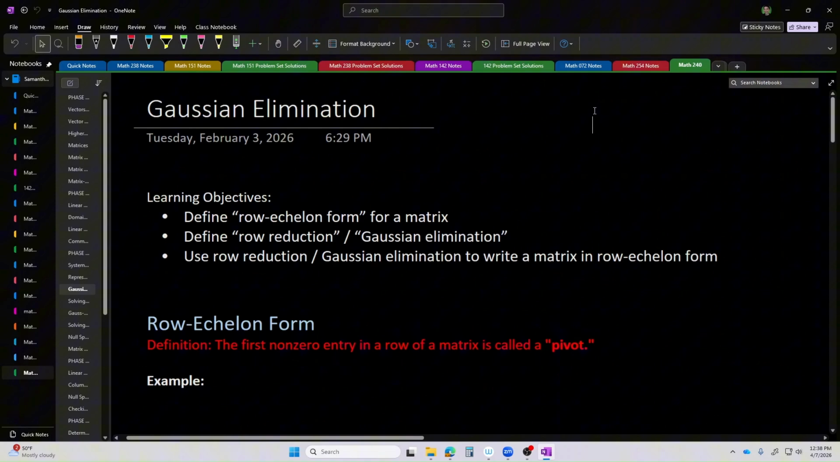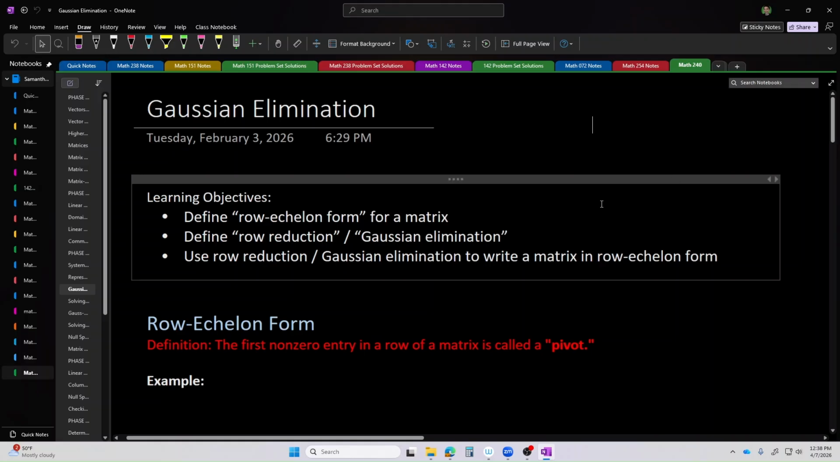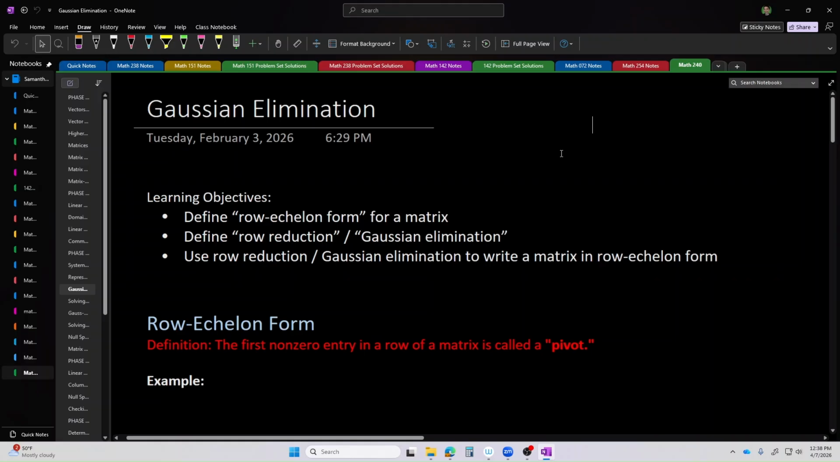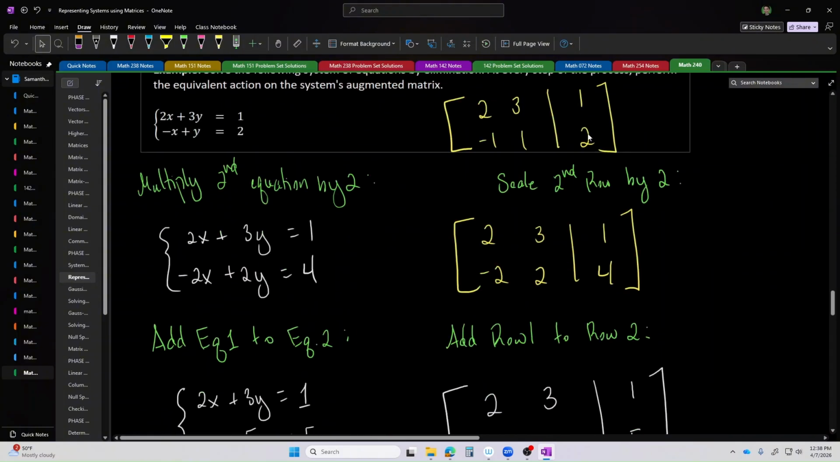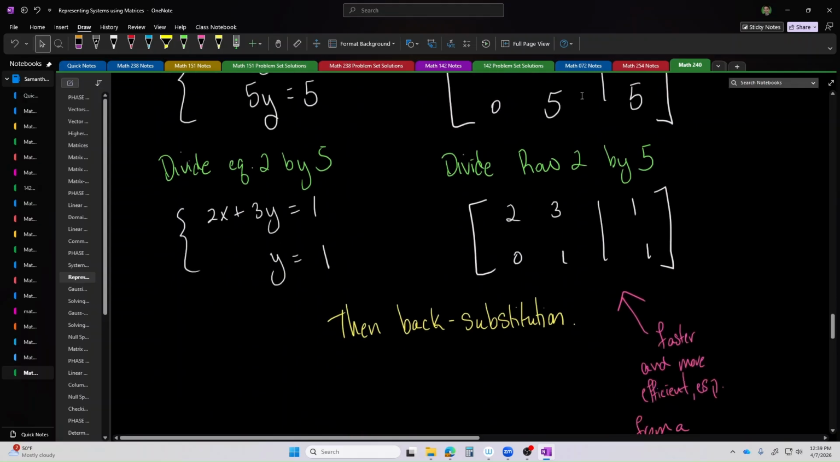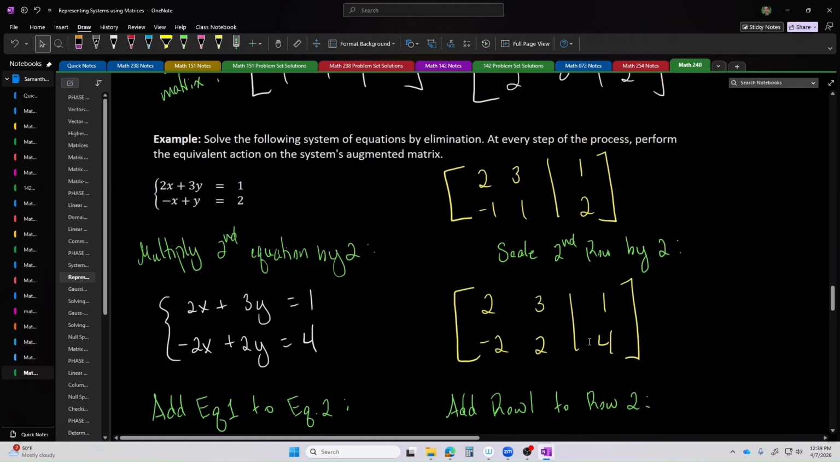So in this video, we are going to define an algorithm and a process for working with matrices, which is called Gaussian elimination, which is sometimes also called row reduction. And spoiler alert, the process of Gaussian elimination, the process of row reduction, is really just the process and the steps that were applied to the augmented matrix as we solved this system of equations.